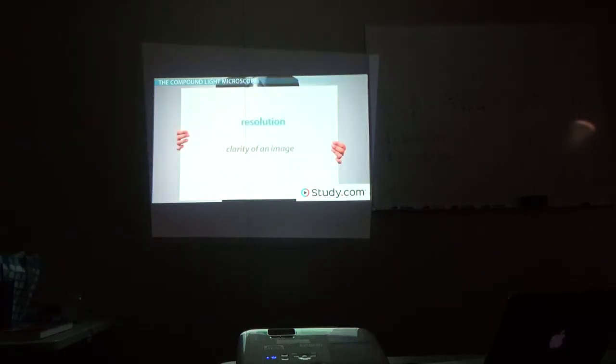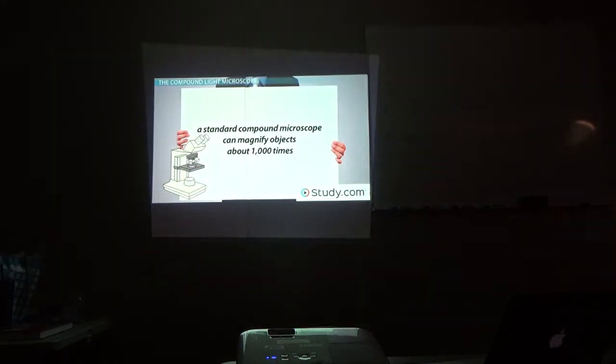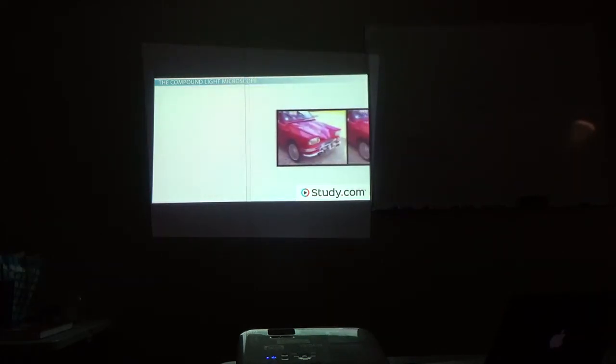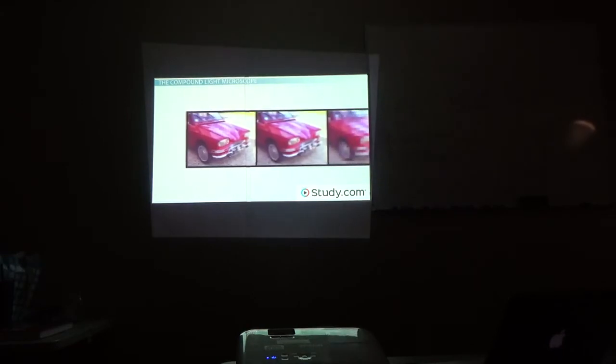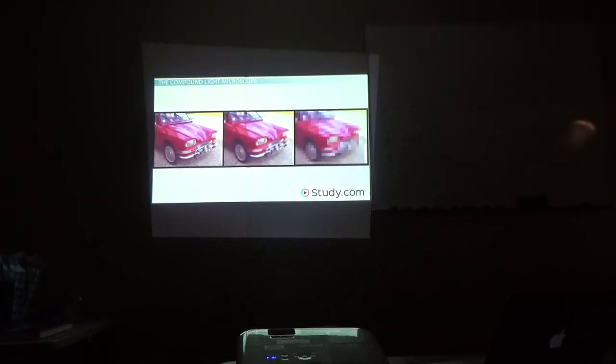The resolution, or clarity of an image, is also an important factor when looking through a microscope. A standard compound microscope can magnify objects about 1,000 times, which is pretty good. But above this, the image becomes blurry, so even if an image appears larger, it may still not be very clear unless the resolution is good.